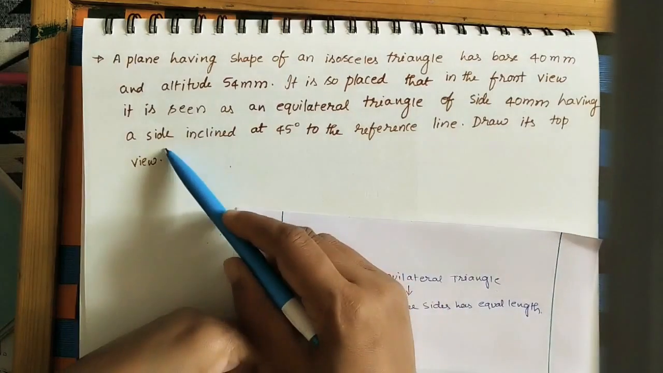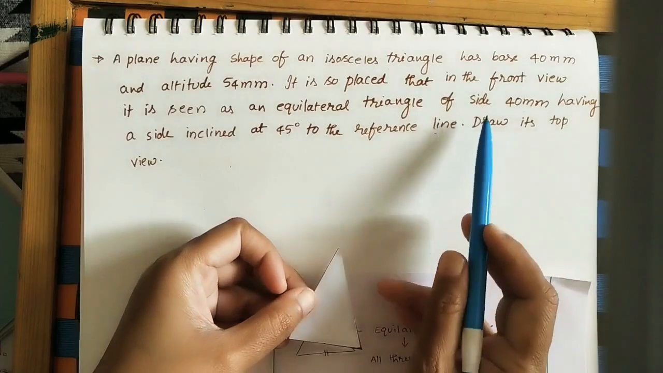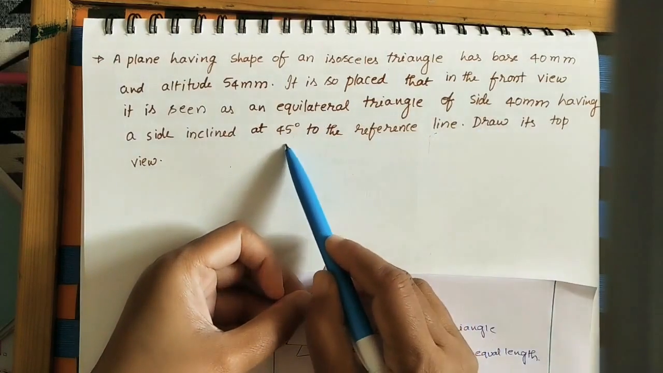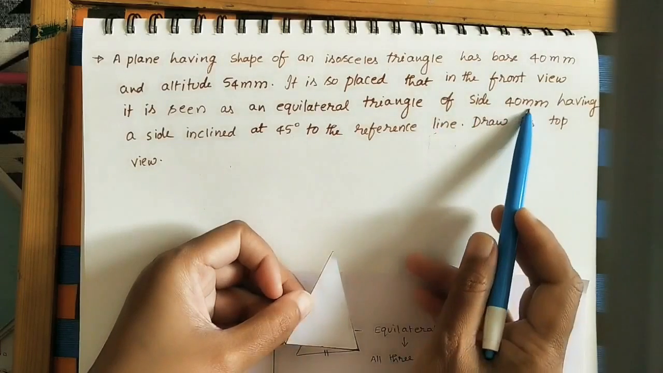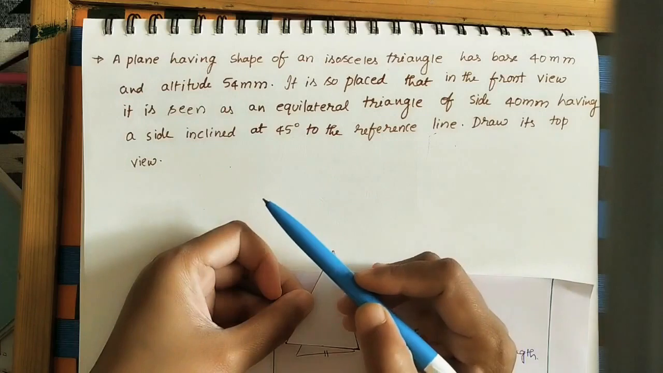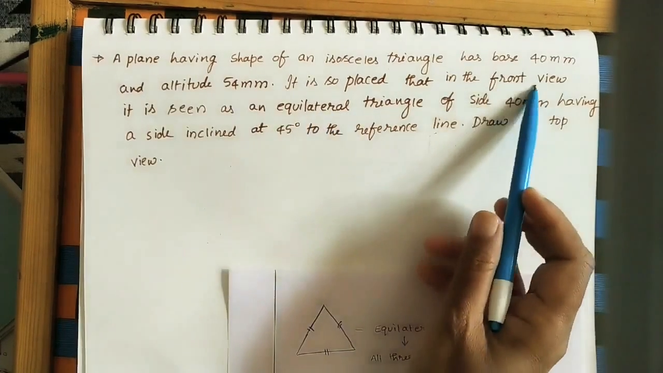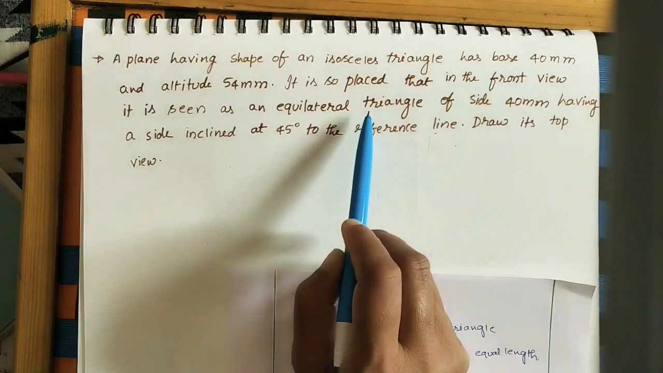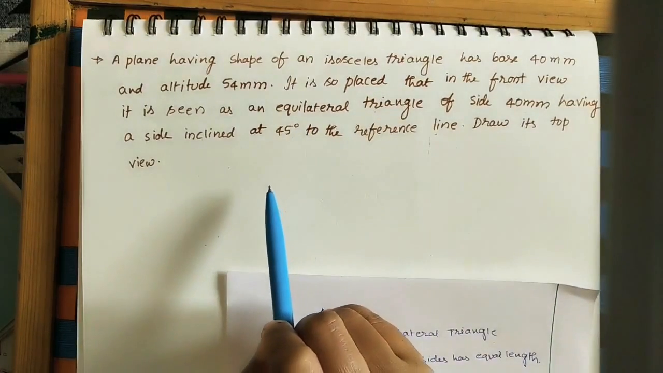Having a side inclined at 45 degrees to the reference line. One of the sides of this equilateral triangle is making 45 degrees to the reference line. Which side is it making? The 40 mm side. Draw its top view. We need to do the top view. Here the front view is given, so it is given in the front view as an equilateral triangle. We need to do the top view for this given triangle.